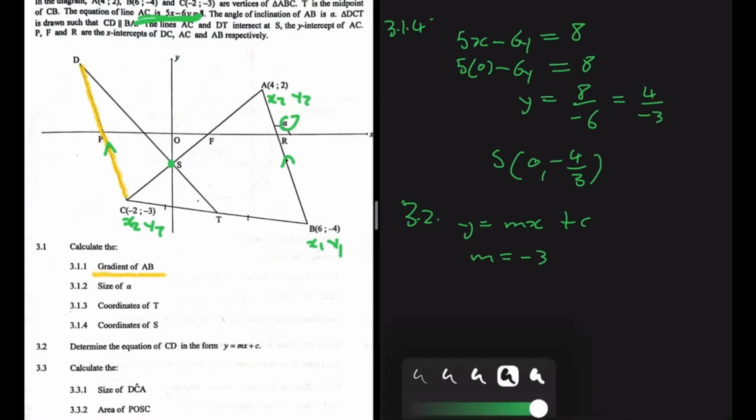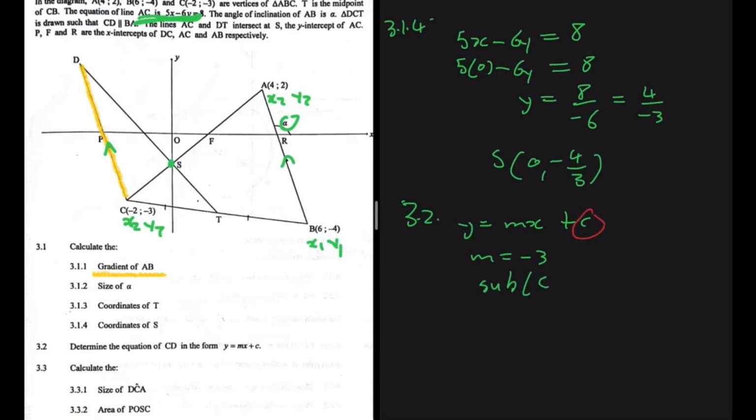Now let's do 3.2. So 3.2 here is saying let's determine the equation of CD in the form y is equal to mx plus c. So let's go ahead and look at CD. So here's CD, right? But it is said to us that CD is parallel to AB, right? So we already know that m is equal to minus 3, because don't forget that in 3.1.1, when we calculated the gradient of AB, we got minus 3. So now we are just looking for c here, which we're going to do by substituting our point C, right?